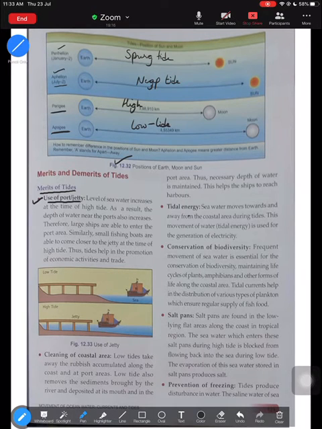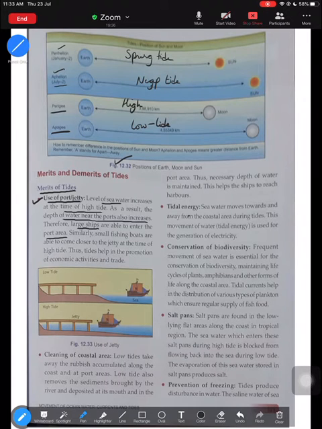So the level of seawater increases at the time of high tide. As a result, the depth of the water near the ports also increases. So definitely when the depth increases, ships are able to enter the port, isn't it? If the depth of the water is really shallow, you cannot have ships entering the port area, so your port will not be of any function.